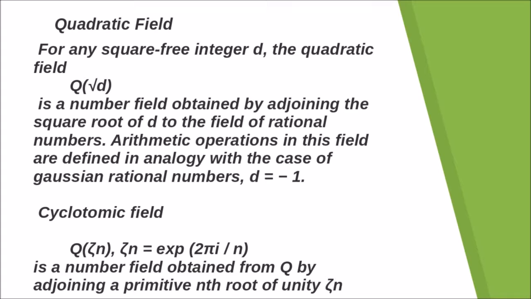Let's start with quadratic fields. For any square-free integer d, the quadratic field Q of root d is a number field obtained by adjoining the square root of d to the field of rational numbers. Arithmetic operations in this field are defined in analogy with the case of Gaussian rational numbers, where d is equal to -1. Now let's talk about cyclotomic fields, where zeta n is equal to e to the power 2 pi i by n. It is a number field obtained from Q by adjoining a primitive nth root of unity, which is represented by zeta n.